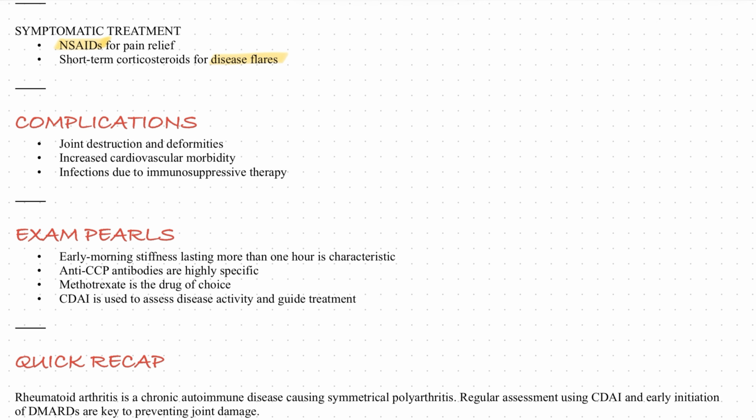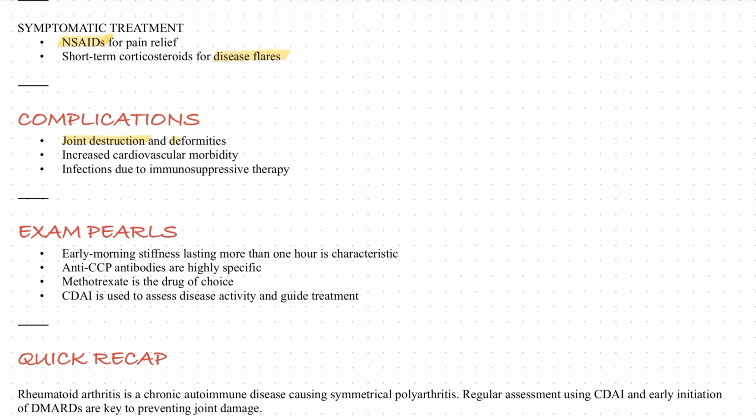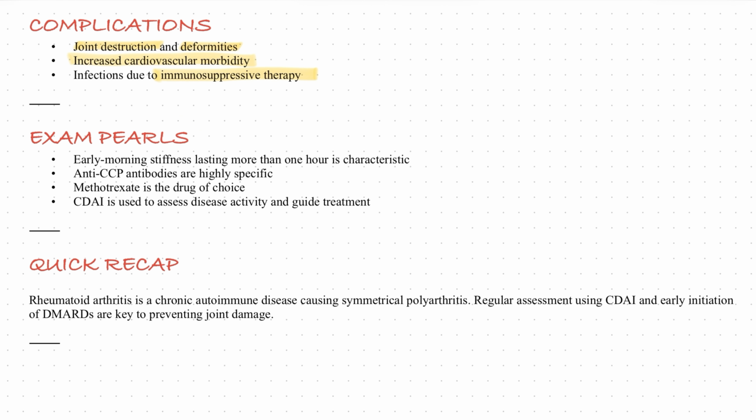Then coming to complications, there will be reduced joint space which leads to destruction of the joint. So joint destruction and deformities will be seen. Then increased cardiovascular morbidity, and infections due to immunosuppressive therapy. Because of the disease management drugs, the patient is getting another disease. So whenever you are giving some drugs, you need to be careful about their complications and side effects. Then coming to examples, this is important. You need to remember this at the end while going to the exam.